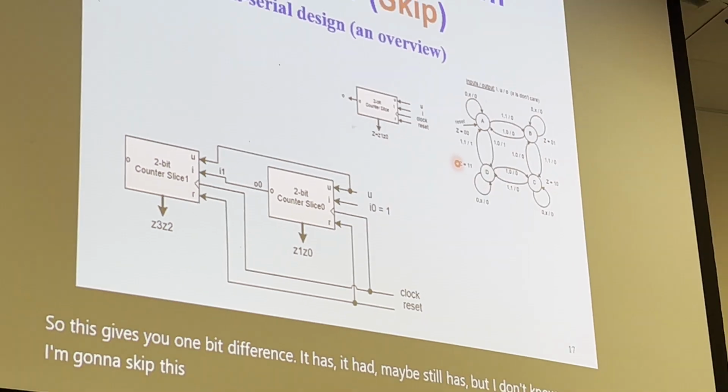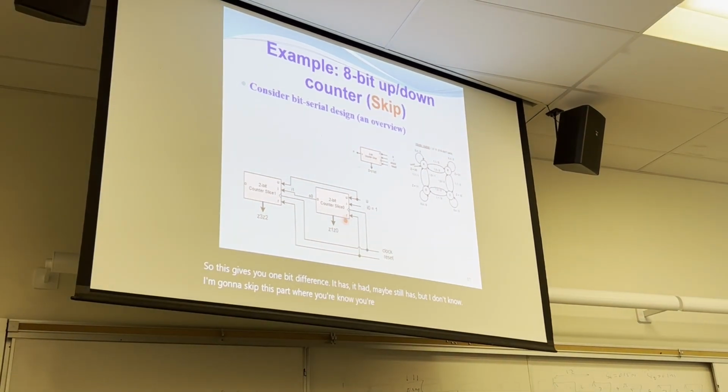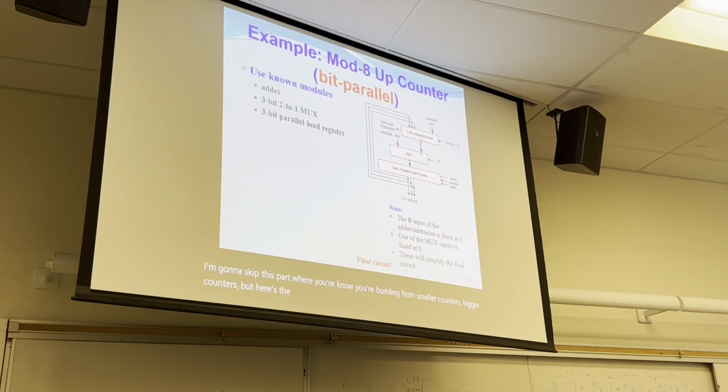I'm going to skip this part where you build bigger counters from smaller counters. But the next example is interesting. This is a counter, but we are not designing a finite state machine. This is where we are going. Finite state machines are only for the smaller designs. For something big, you don't need to do a finite state machine.